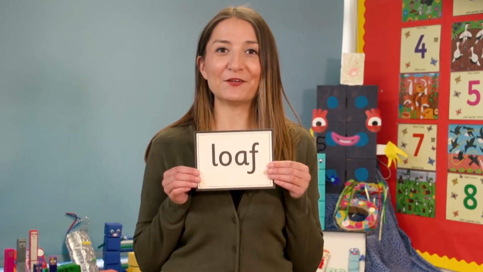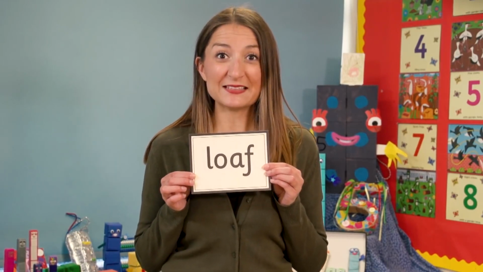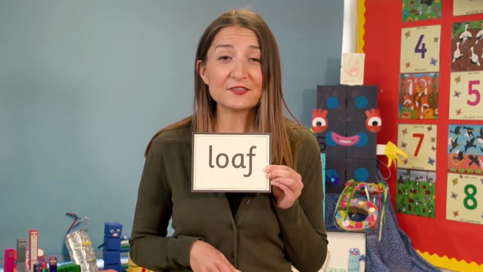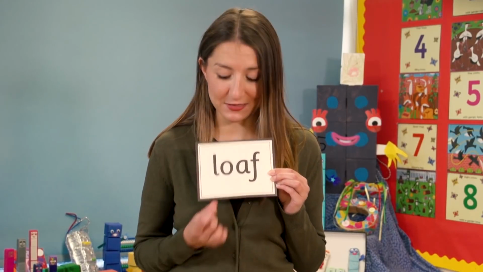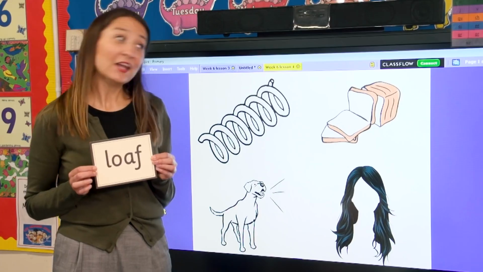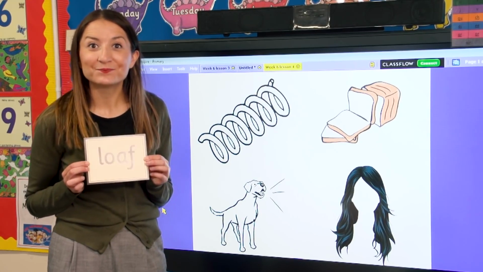Well done, super sounds. Let's read some words with graphemes we already know and match them to a picture. Have a look at this word. Can you spot the digraph? Yes, the digraph is oa. Read each sound as I point and then blend to read the word. Look at the pictures and point to the picture that matches the word.